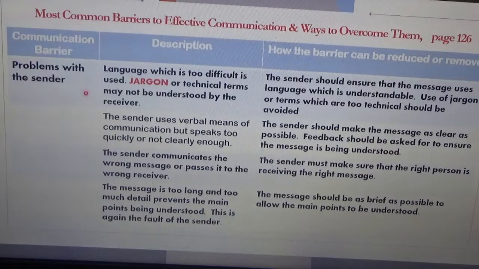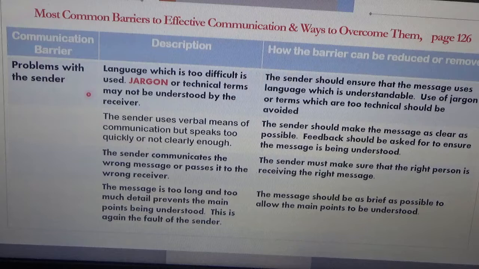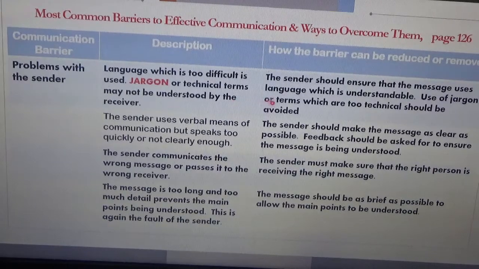First situation is language which is too difficult is used. Jargon or technical terms may not be understood by the receiver. So we have to use language that is to the level of the receiver. Now, how can this be solved? The sender should ensure that the message uses language which is understandable, and the use of jargon or terms which are too technical should be avoided. This is the advice given to us. If we want to communicate, we should not be using jargon or technical terms.